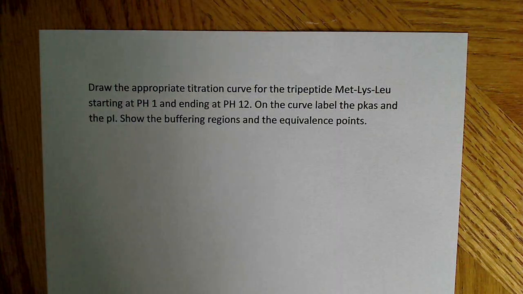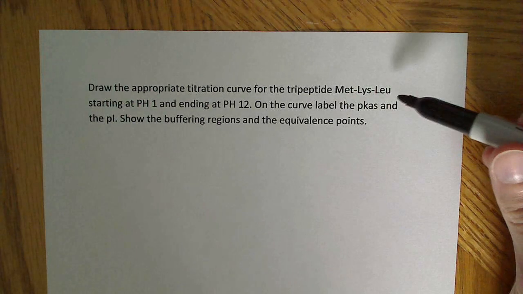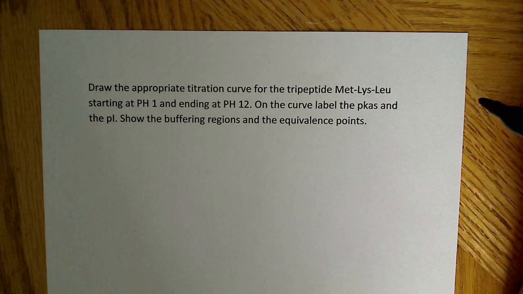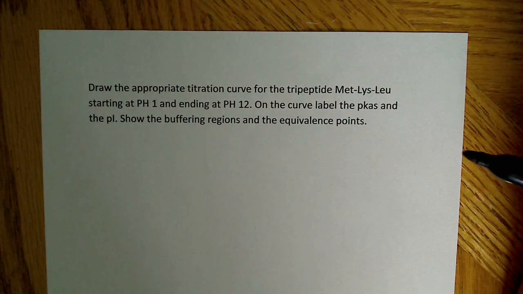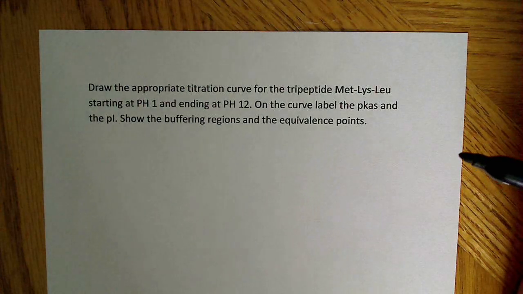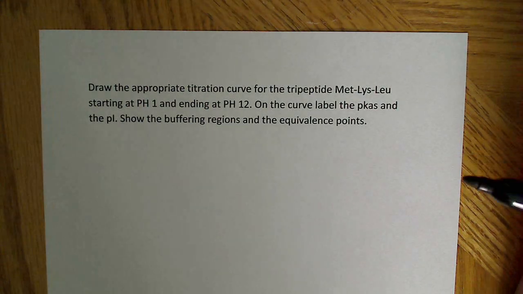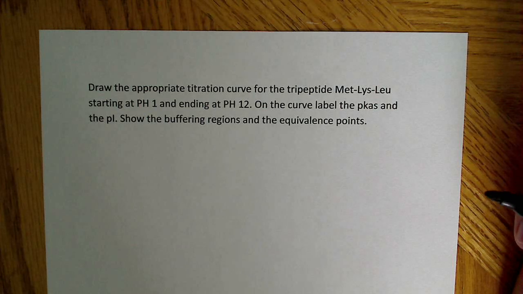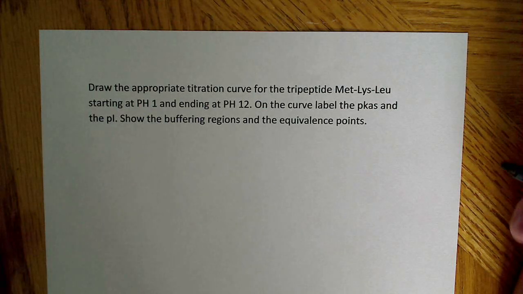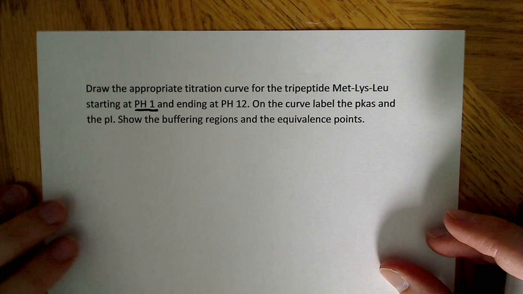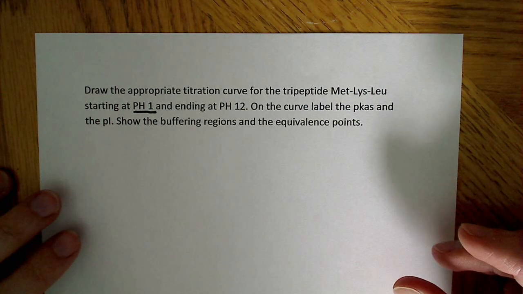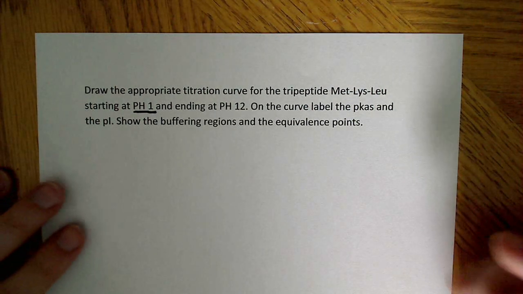Okay, well, essentially what we have here is this tripeptide, methionine, lysine, and leucine in solution, and we're going to be adding NaOH to that solution to essentially make it more basic, and as it becomes more basic, protons are going to fall off at different values. So the first thing to do is, at pH 1, we already know that this is a really low pH, it's a very acidic condition, so everything's going to be protonated. So let's just draw a picture of the tripeptide completely protonated.